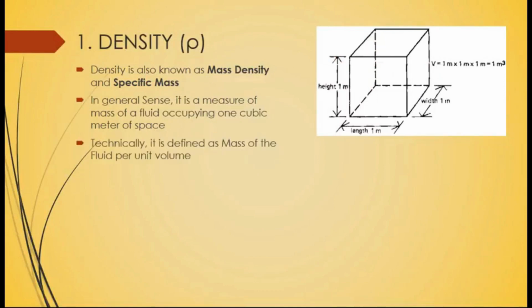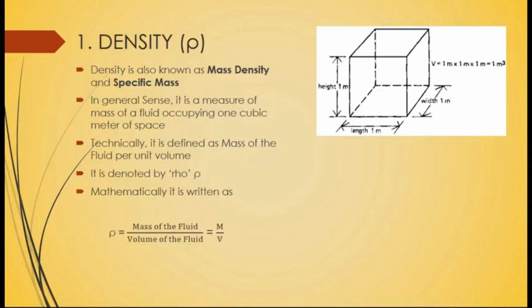So this is mass of the fluid in it by its volume. Technically, it is defined as mass of the fluid per unit volume, and it is denoted by the Greek letter rho. And mathematically, we can write it as rho is equal to mass of fluid by volume of fluid, m by v. And the units are kg per meter cube.